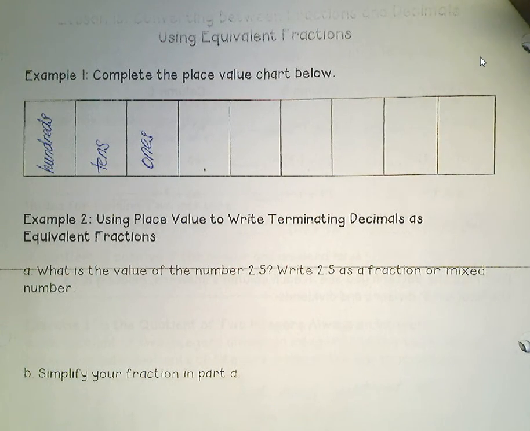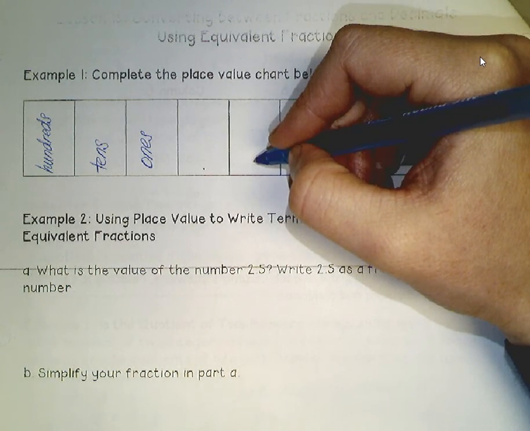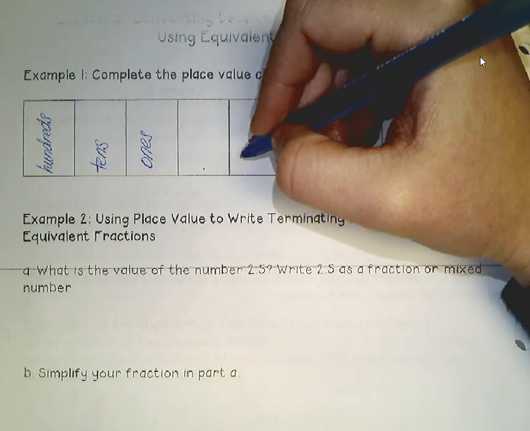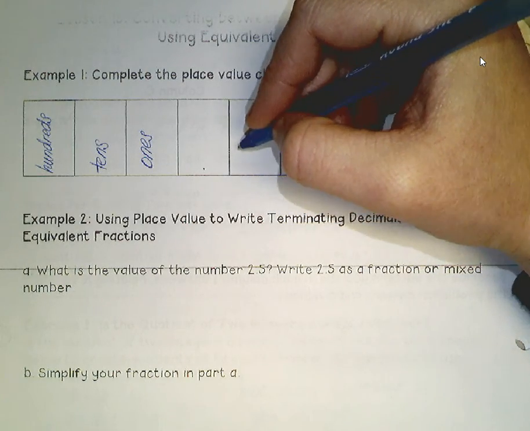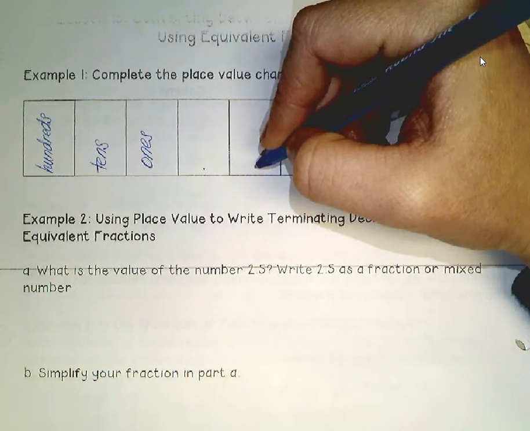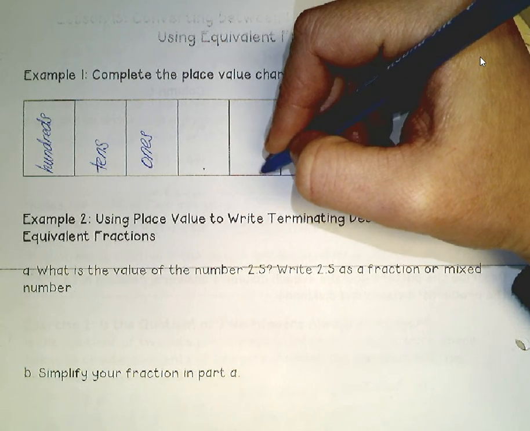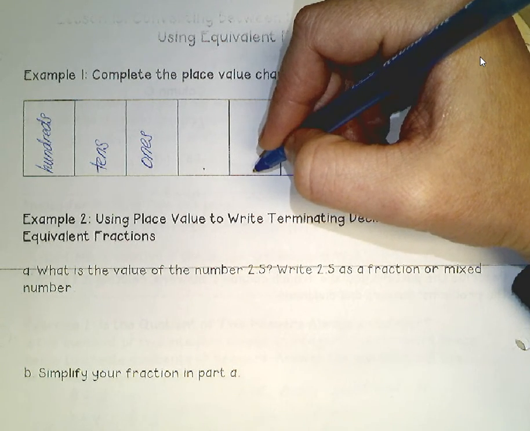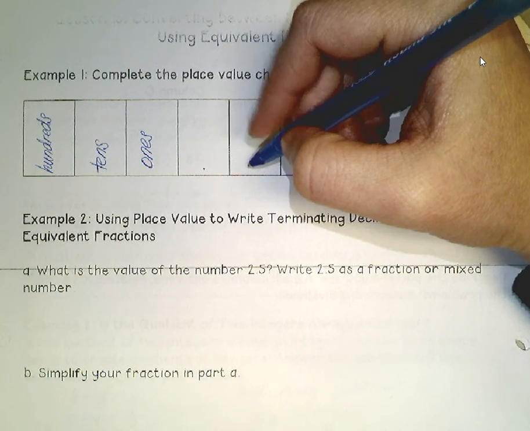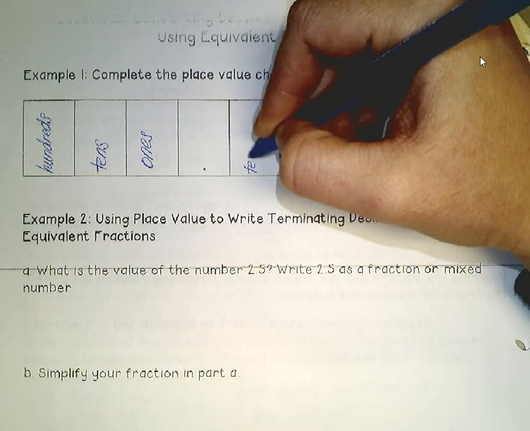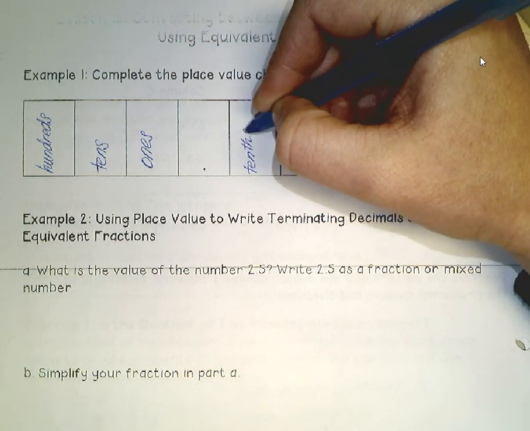What comes after the decimal? The first place value after the decimal is actually tenths. We don't have ones anymore. It starts with the tenths. It means we are taking our whole and dividing it into 10 parts, and each of those parts represents a tenth. So it's tenths.